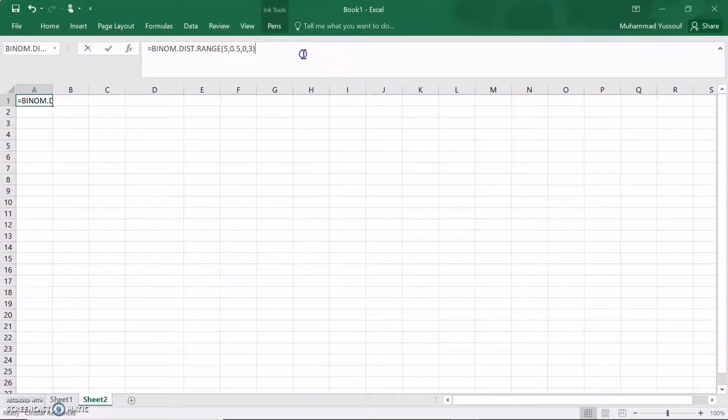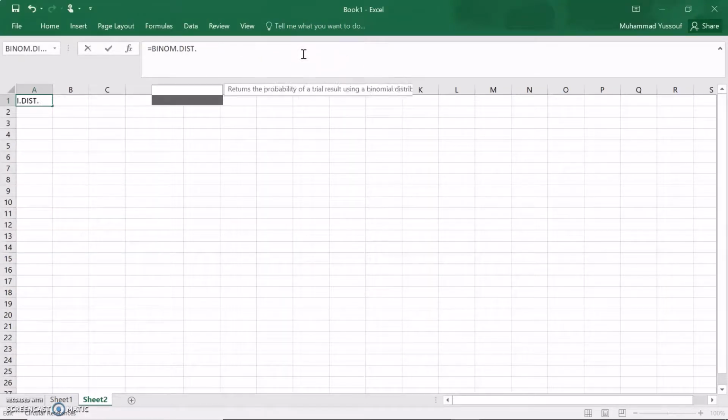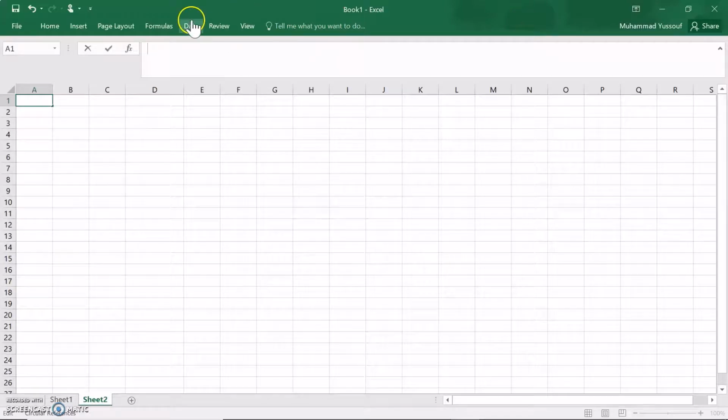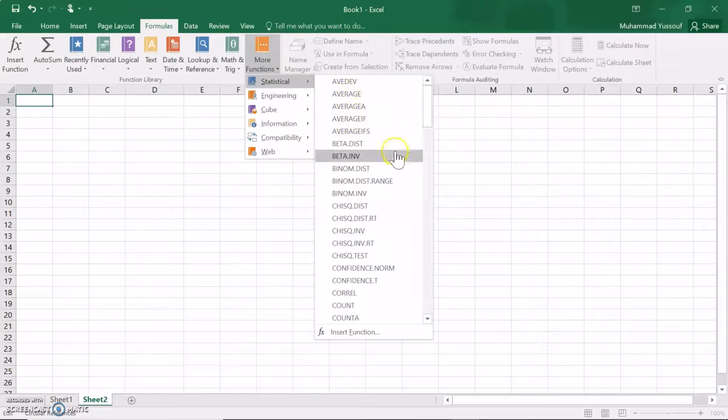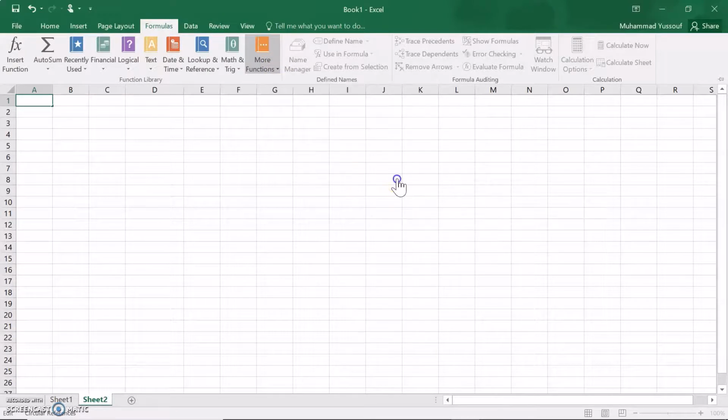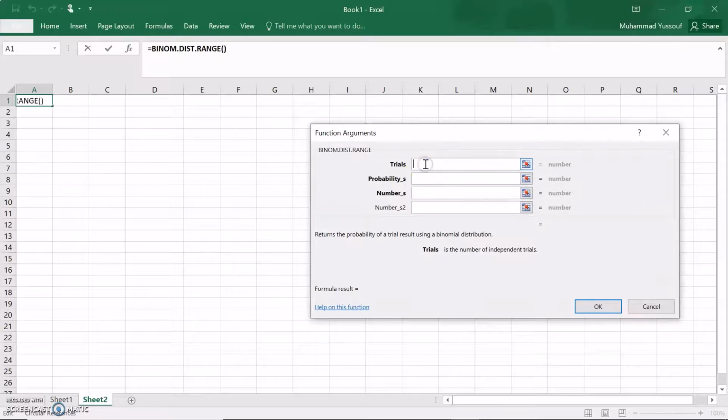Now, I'll show you this once again, although I could have just changed the formula. Formulas, More Functions, Statistical, and BINOM.DIST.RANGE. It's asking the same thing. The number of trials is 5. The probability of success is 0.5, the same thing.